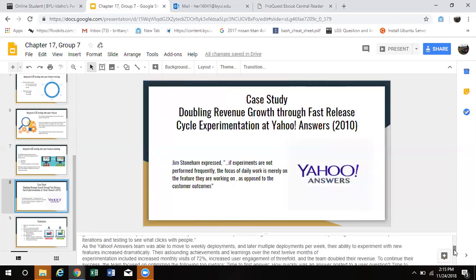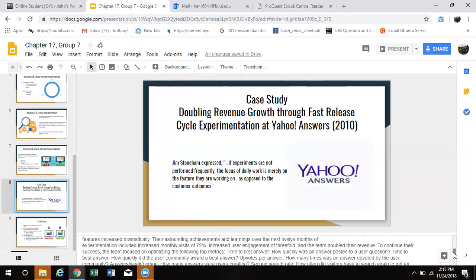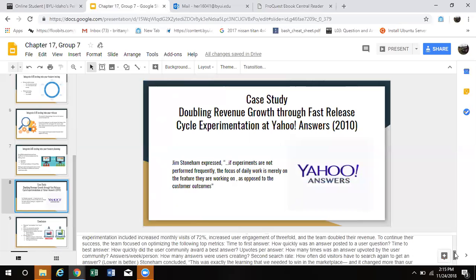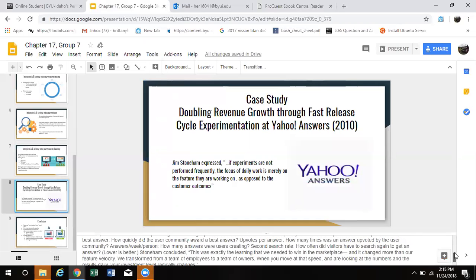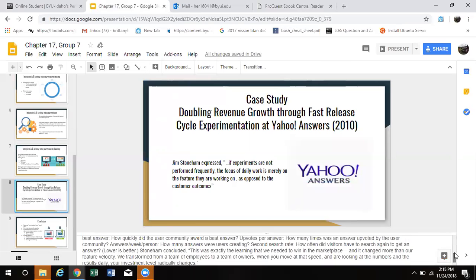Their astounding achievements and learnings over the next 12 months of experimentation included increased monthly visits of 72%, increased user engagement of threefold, and the team doubled their revenue. To continue their success, the team focused on optimizing the following metrics. Time to first answer: how quickly was an answer posted to a user question? Time to best answer: how quickly did the user award a best answer? Upvotes per answer: how many times was an answer upvoted by the user? Answers per week per person: how many answers were users creating? And second search rate: how often did visitors have to search again to get an answer? Lower is better.